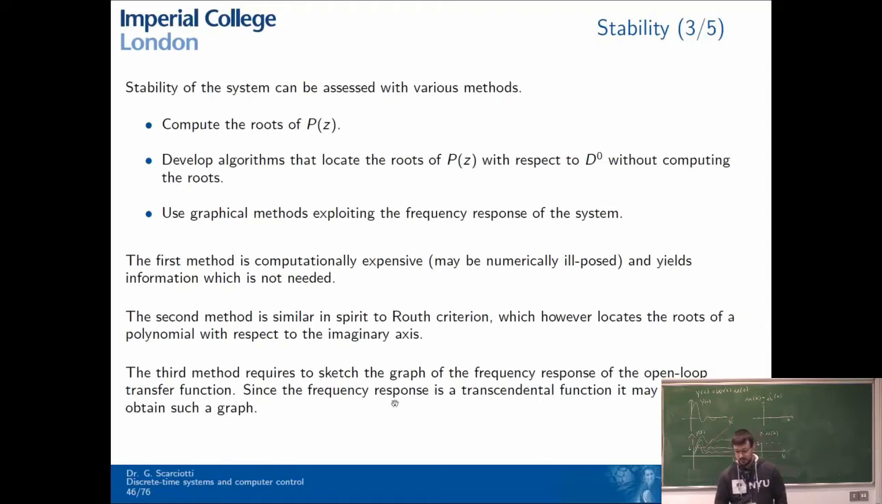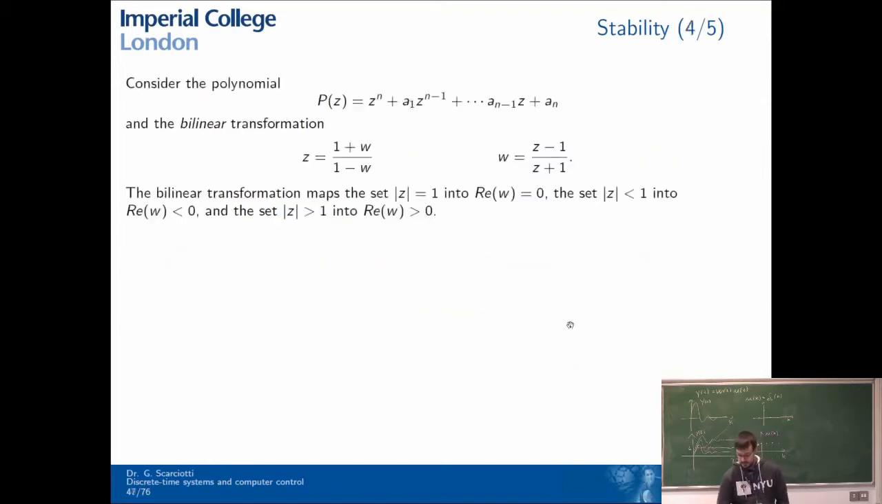The third method is the sketch of the graph of the frequency response of the open loop transfer function. The problem of this method, as we will see at the end of this lecture, is that the frequency response is a transcendental function. It means that there are exponentials in the function, and so it's actually difficult to sketch such a graph. So for these reasons, the best method that we have is the second method, to try to develop a method that is similar to the Routh criterion. So let's develop an equivalent of the Routh criterion.